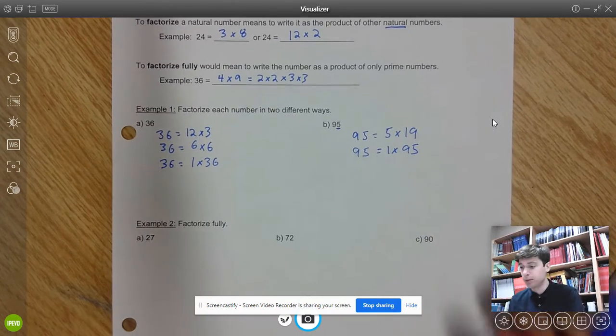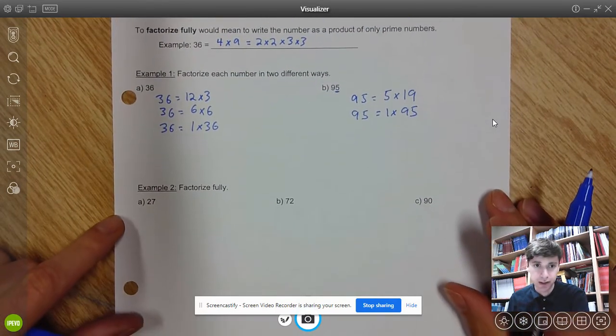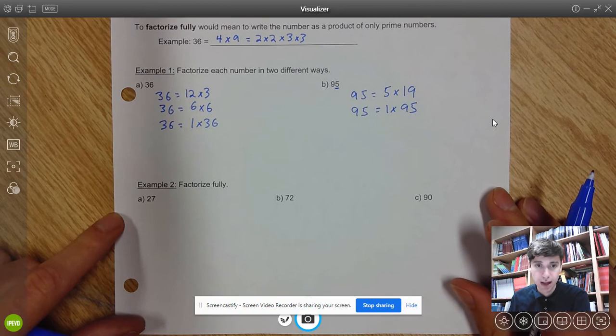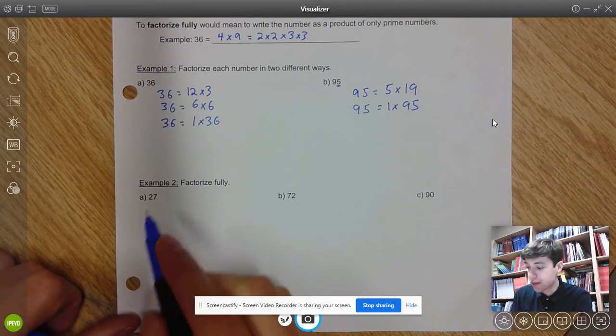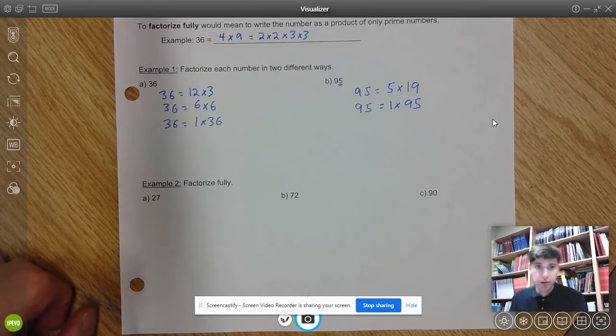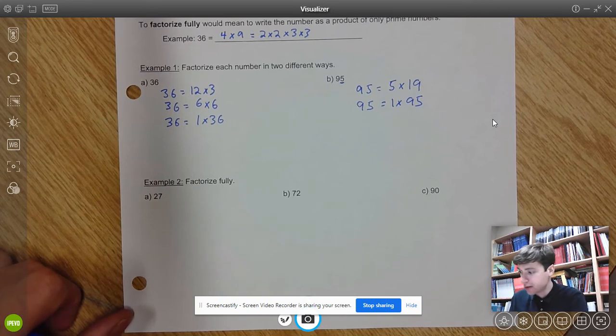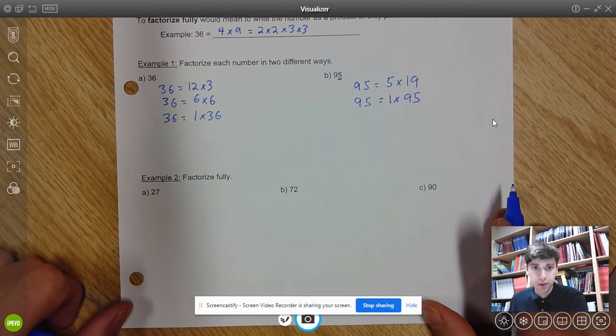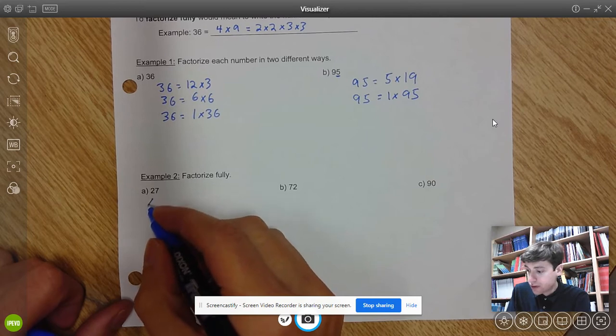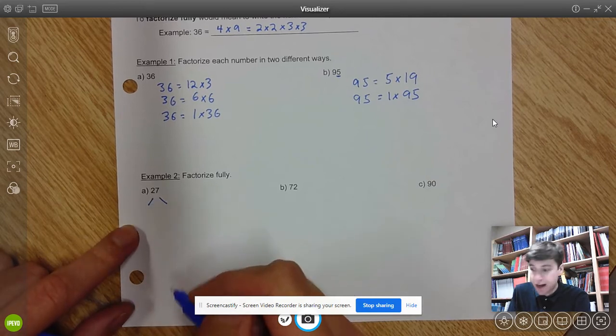In our next example, we're going to factorize fully. What this means is that I'm going to break this down into prime numbers. We're going to do this with a factor tree. You may have done this in elementary school. You may not have. So we're going to start by breaking down 27 into 2 factors.